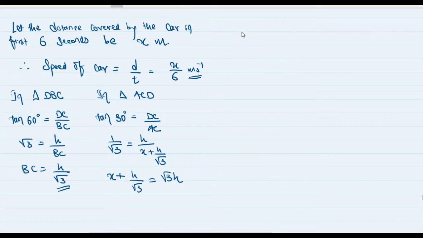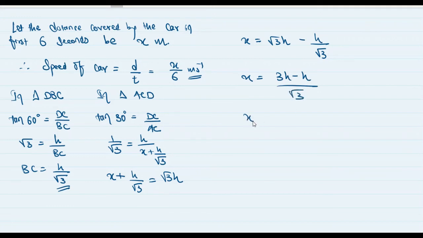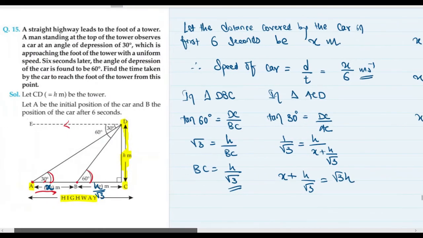Okay, great. So X is equal to, see, we are going to find the value of X in terms of H. So root 3H minus H by root 3. Okay, on taking LCM we get 3H minus H by root 3. So X is equal to 2H by root 3. Right, so this is the value of X, that is 2H by root 3 meters.